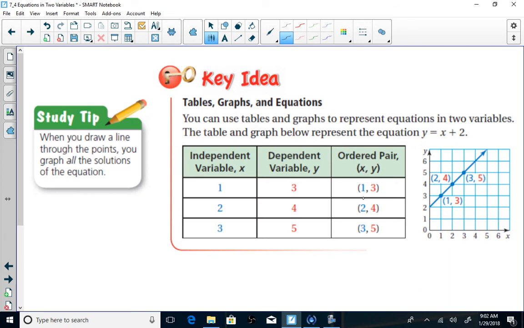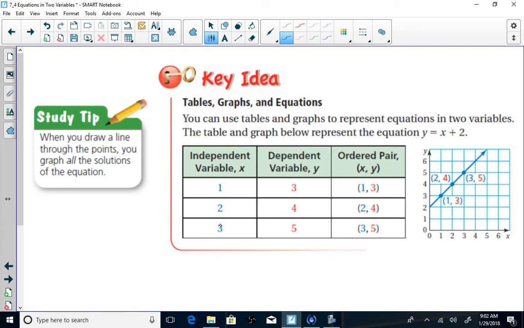My ordered pair, I replace x with 1. 1 plus 2 gives me an output of 3. So 1 comma 3 is my ordered pair. When my input is 1, my output is 3. If I use an input of 2, which means I replace x with 2, well, what is 2 plus 2? 2 plus 2 is 4. So when my input is 2, my output is 4, which gives me an ordered pair of 2 comma 4.